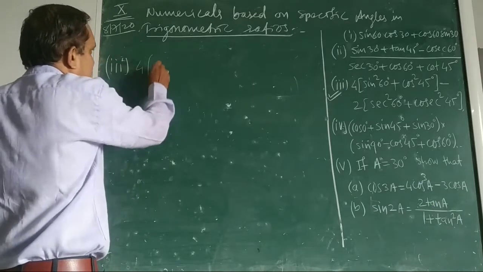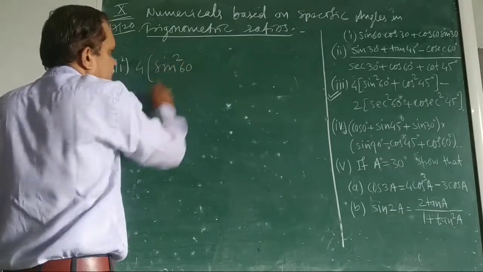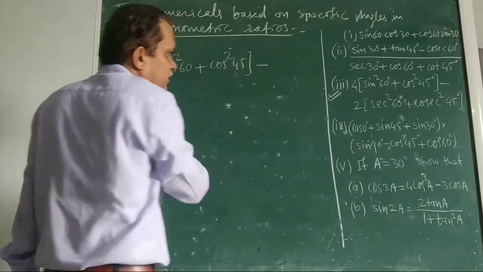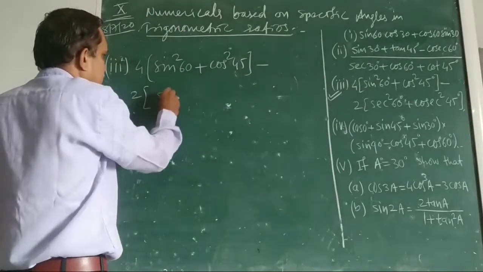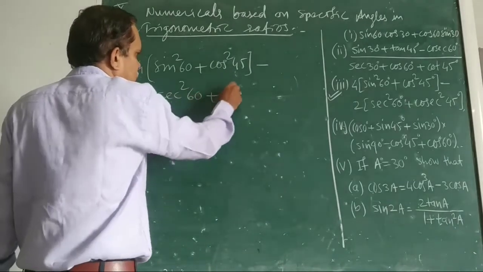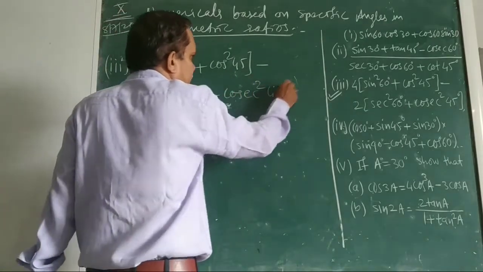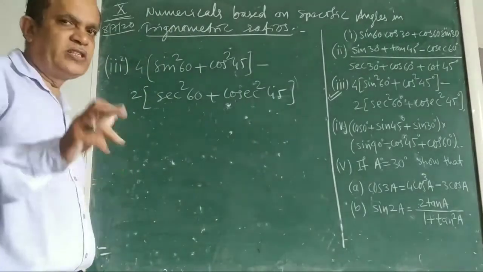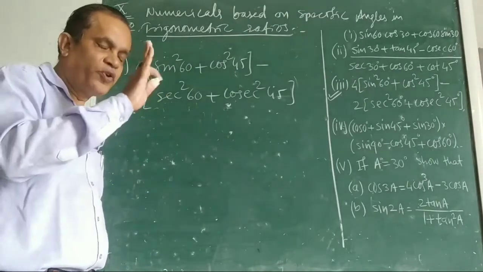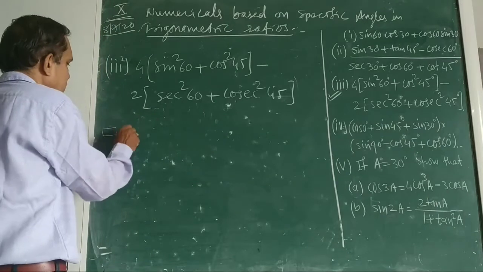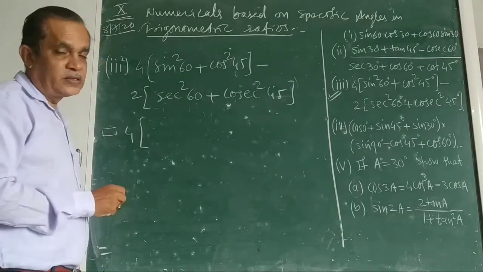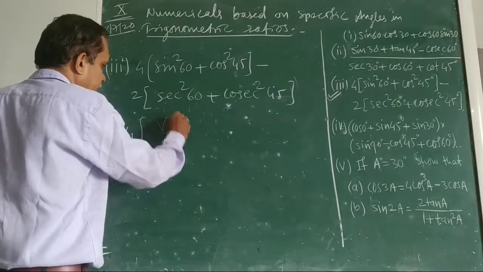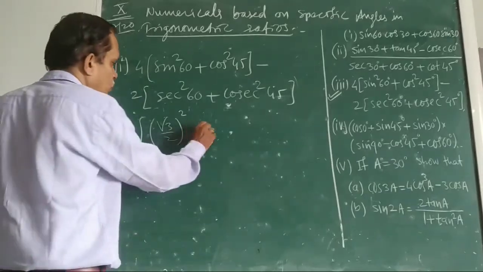4 bracket sin square 60 plus cos square 45 minus 2 bracket sec square 60 plus cosec square 45. Okay, now put the values. Only putting values is the job. Then later on we will see what to do. Put the values. 4 bracket sin square 60, you know sin 60 is root 3 upon 2, bracket square, plus cos 45.